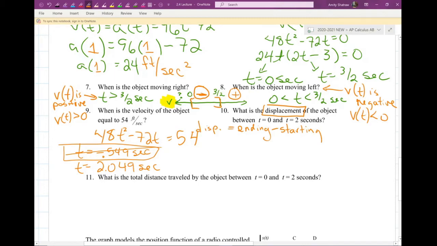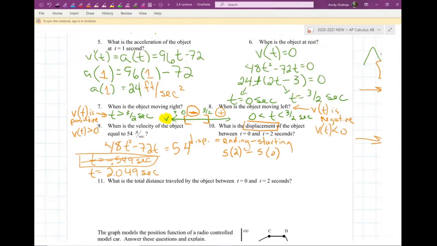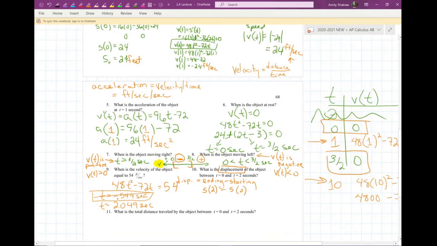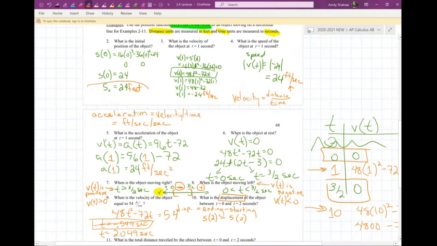Okay, so where am I talking about? I'm talking about between t equals 0 and t equals 2. So my ending position will be the position function evaluated at 2, and my starting position will be when my position was starting with time equal to 0. And I'm taking a look at my position functions, and we already know from back up here that our starting position, let's see, what was it? Our starting position was 24 feet. So at s of 0, I've already evaluated that.